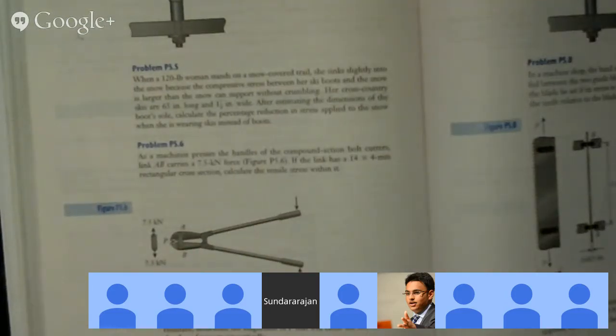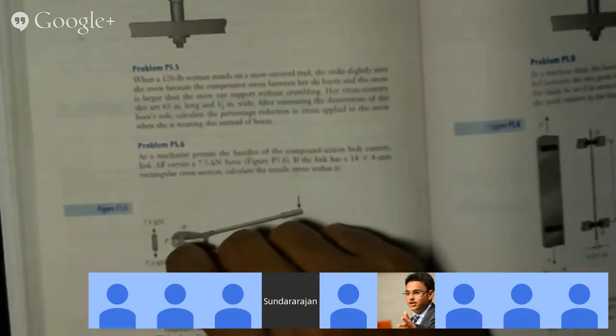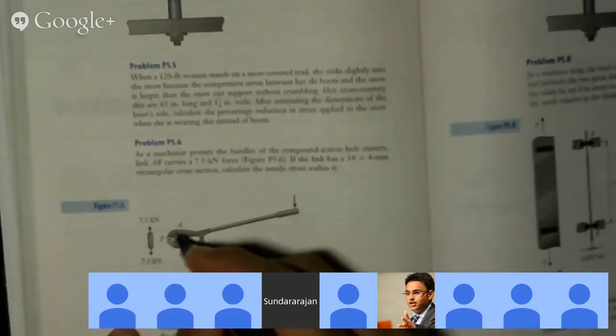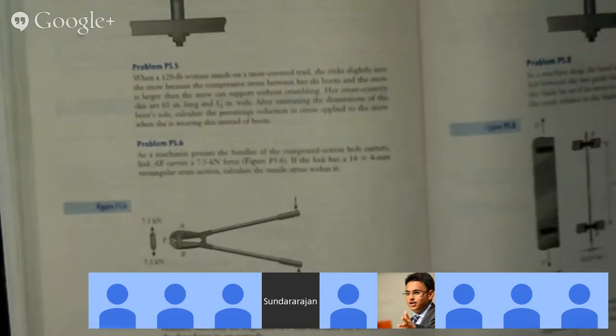Okay, yeah, then it's being able to put tension. What about these pins? These pins here, like this pin here and this pin here. What about them? Would they be sheared or in tension or compression? Sheared. Sheared, yes.